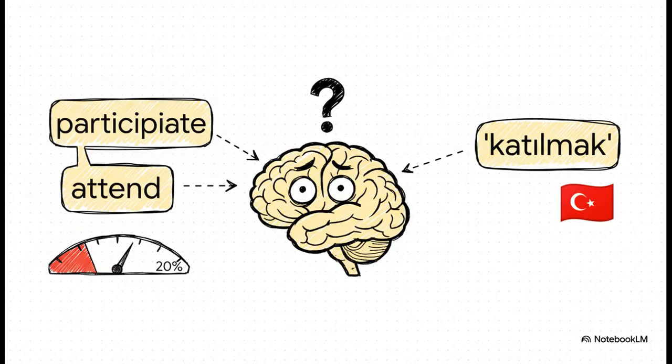The most confused word pair by far was participate and attend. Without any context, the students' accuracy was a dismal 20%. And why? It's simple. Because in Turkish, a single word, katılmak, can mean both of those things. So their brains saw participate and attend and just mapped them both onto that one single concept they already knew.